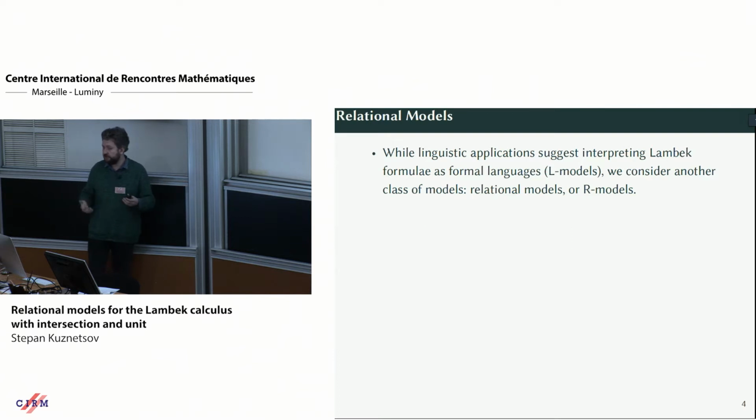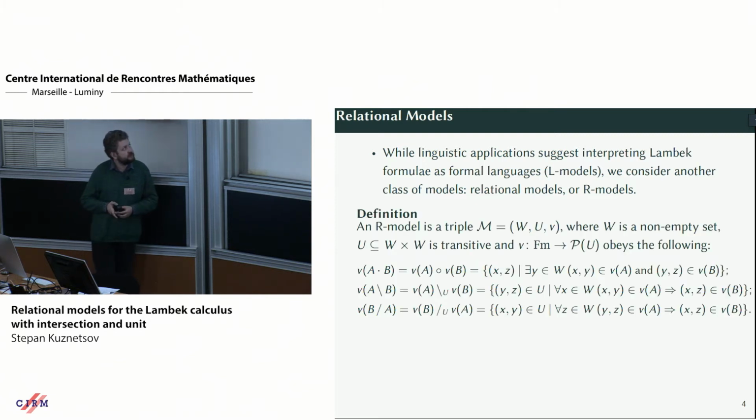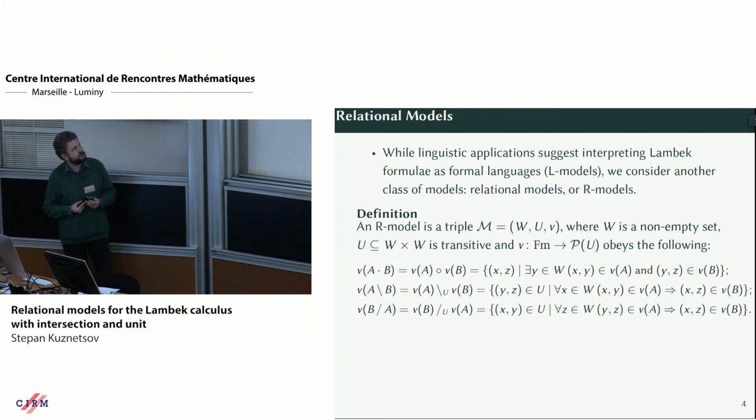So I was talking a bit about linguistic applications, and they suggest interpreting Lambek formulae as formal languages. But I understand that we're at RAMiCS, which is a relational conference. So now I'm shifting to another sort of semantics, which is the semantics on relations, or for short, these models are called R models, as opposed to L models, which are the language models. So this is a formal definition. Of course, it's rather long, but it's understandable.